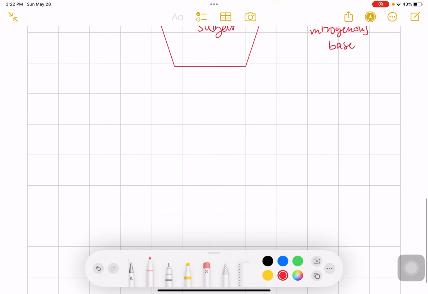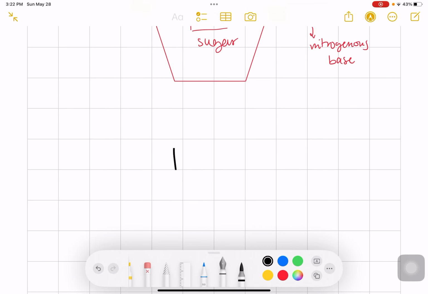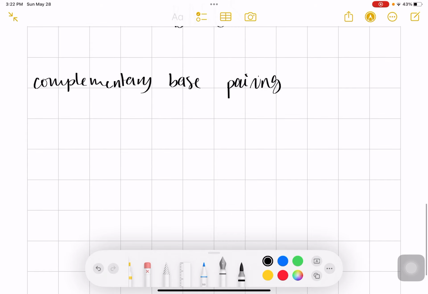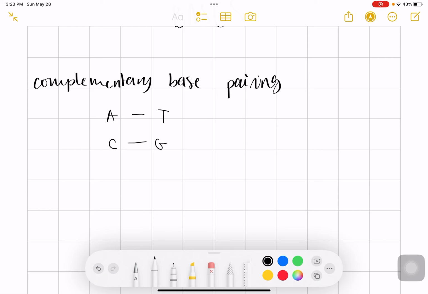Okay, let's get into the nitrogenous bases. In DNA, a key concept to keep in mind is complementary base pairing. This is a concept that says that A should join with T, and C should join with G. You've probably heard apples on the tree, cars in the garage. That's because those two bases go together.